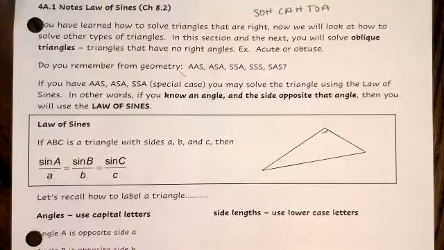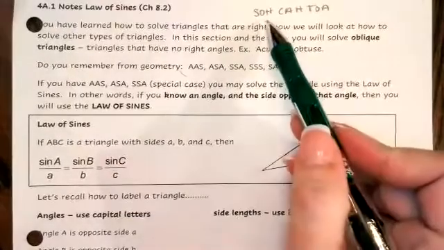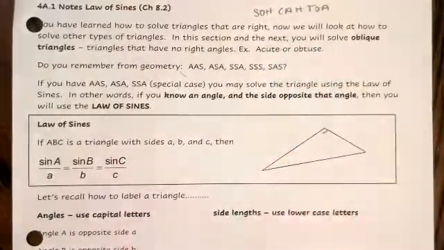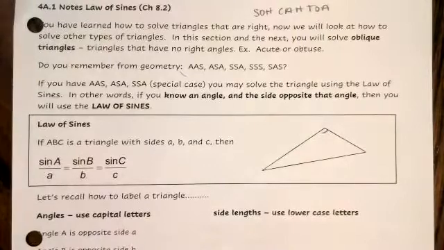All right, today we're going to learn how to use the law of sines to solve for a triangle. Up to this point, we've learned how to solve right triangles. We did that with SOHCAHTOA, so sine, cosine, tangent. We even did it with secant, cosecant, and cotangent. That worked with right triangles.